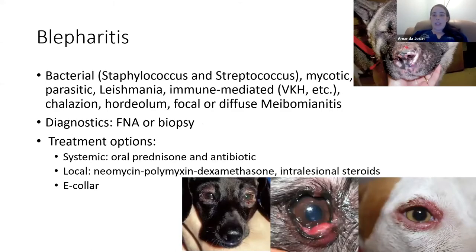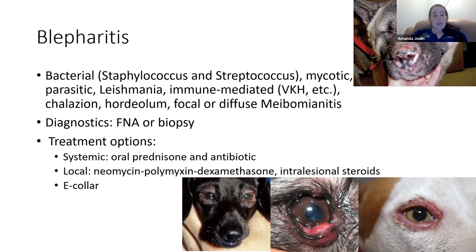Blepharitis is definitely an aggravating thing to treat, and it's for many different issues. So the one thing is you have to figure out what your underlying issue is that you're treating. And is this something that's going to need long-term treatment, or do you just treat once, get off treatment and see if it recurs or not? So different types of blepharitis are bacterial, fungal, parasitic, immune-mediated, so uveodermatologic syndrome or VKH-like syndrome, a focal inflamed meibomian gland or the other glands lining the eyes, or again, just immune-mediated inflammation of all of the meibomian glands.